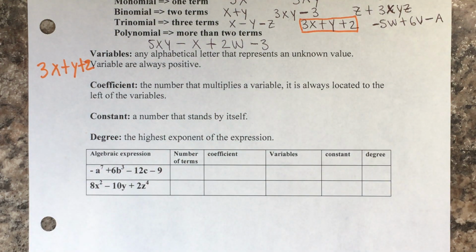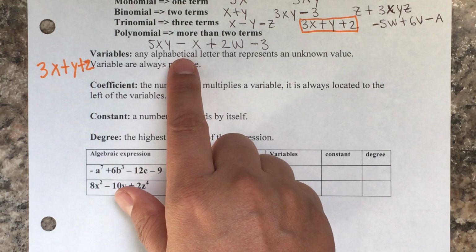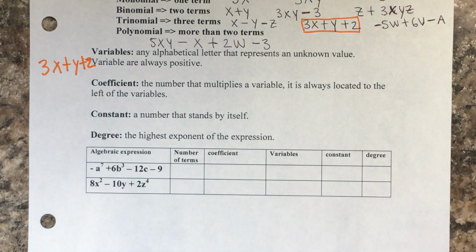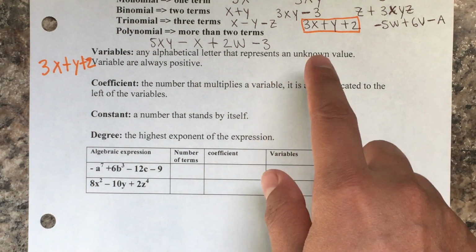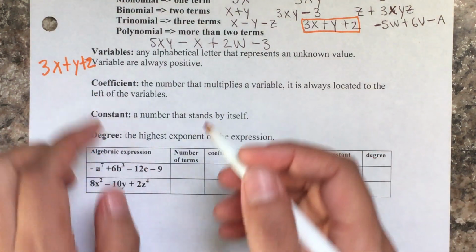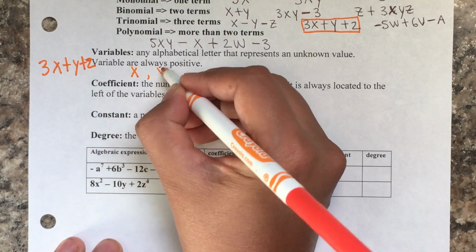Okay, so variables, the definition for variables is any alphabetical letter that represents an unknown value. Variables are always positive. So, básicamente una letra que represente un valor que no conocemos. Okay? So in here, my variables are x and y.